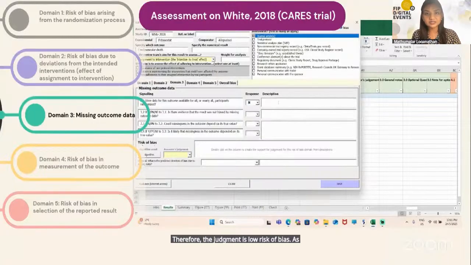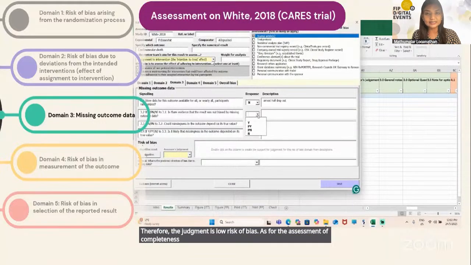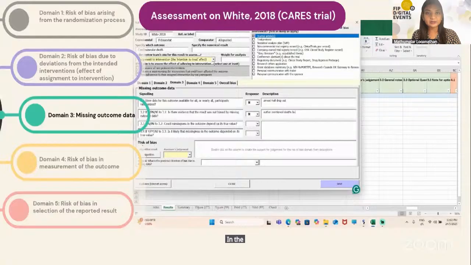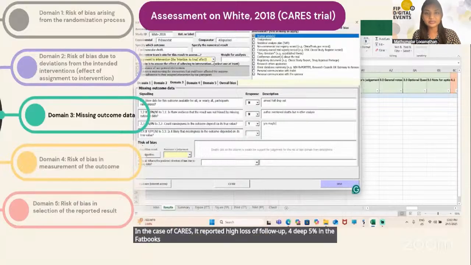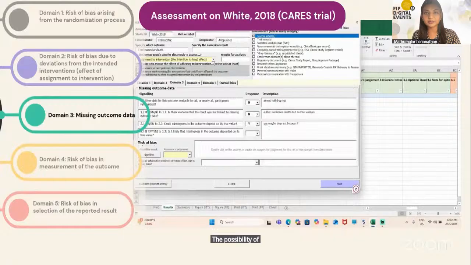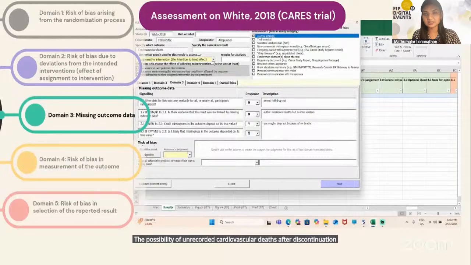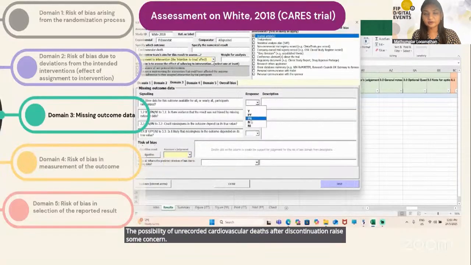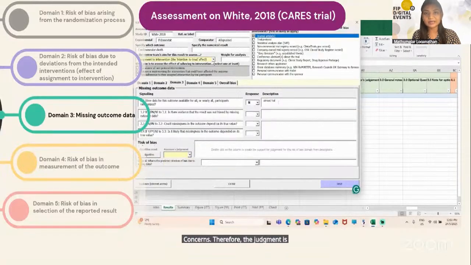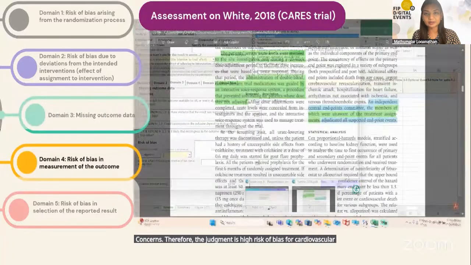As for the assessment of completeness of outcome data and handling of missing data, CARES reported high loss to follow-up, 45% in the febuxostat group and 39% in the allopurinol group. The possibility of unrecorded cardiovascular deaths after discontinuation raised some concerns. Therefore, the judgment is high risk of bias for cardiovascular mortality outcomes.